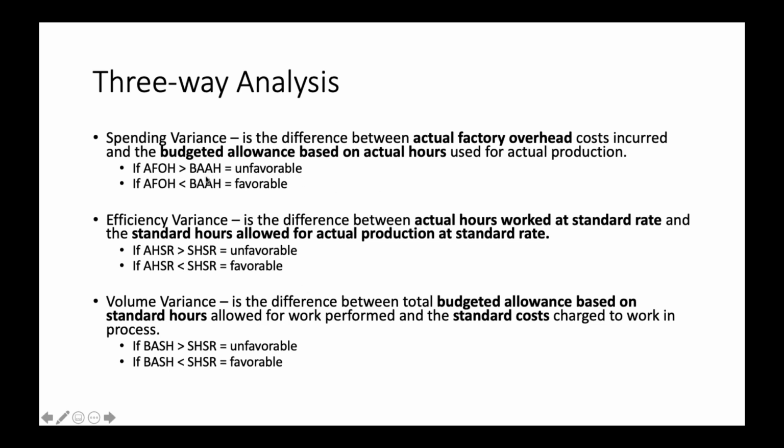This one is BAA. So if AFO is greater than BAA, that's unfavorable. Now for the efficiency variance: actual hours worked at standard rate less standard hours at actual production at standard rate, so standard hours at standard rate in short. So if AHSR is greater than SHARE, that's unfavorable. Actual hours at standard rate less standard hours at standard rate.